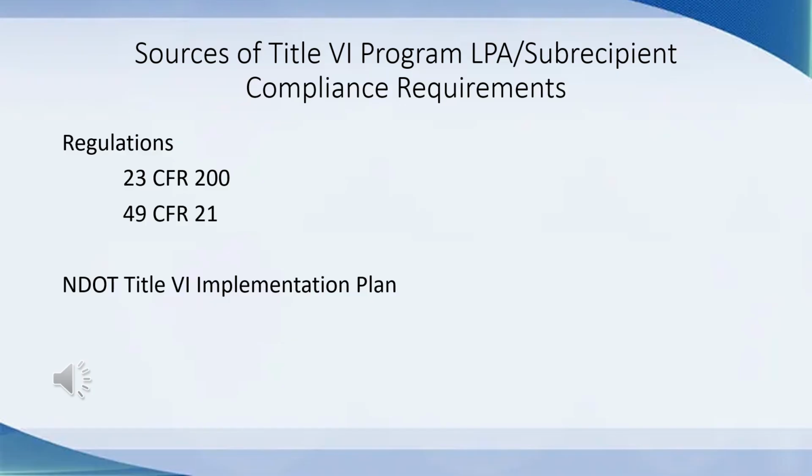The sources of many Title VI program compliance requirements, not only for local agencies and subrecipients, but also for the NDOT itself, are the regulations that implement Title VI of the Civil Rights Act of 1964. The Federal Highway Administration regulations at 23 CFR 200 and the US DOT regulations at 49 CFR 21. Both of these we talked about a little bit in Module 1. There are also some requirements for local agencies that are outlined in the NDOT Title VI Implementation Plan.